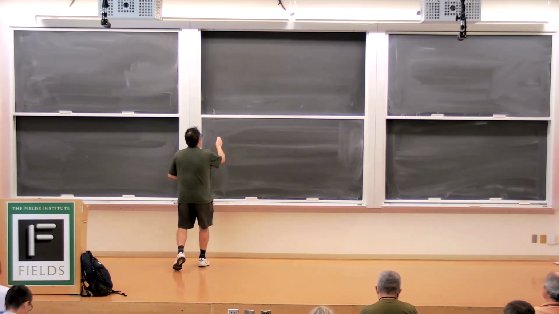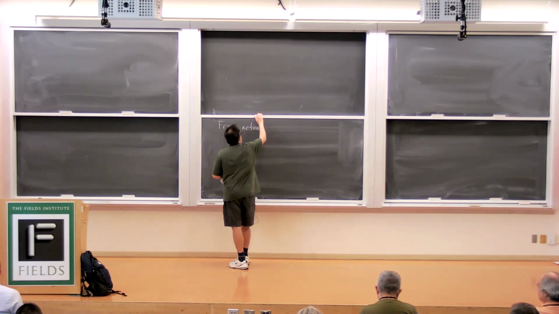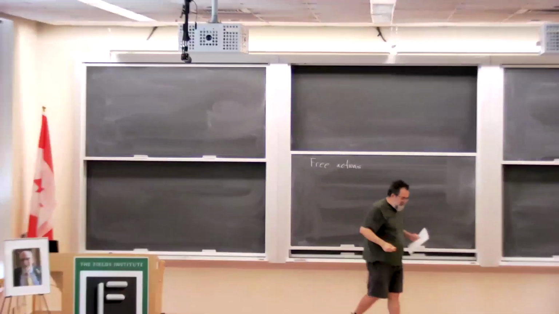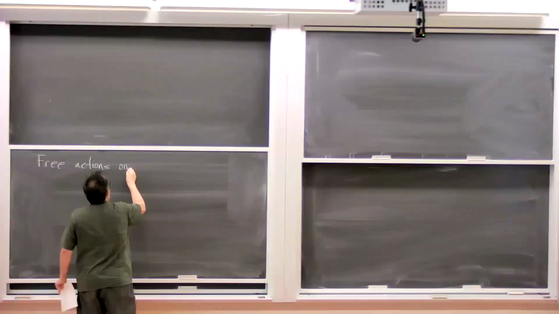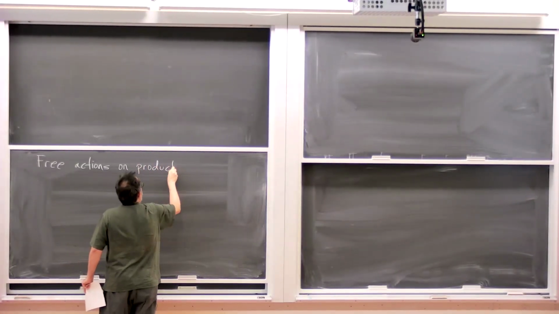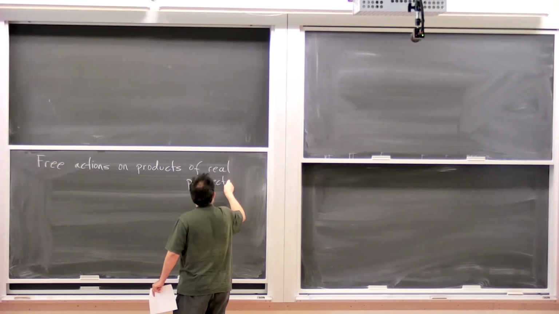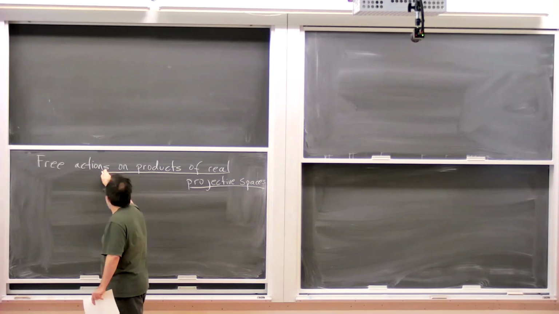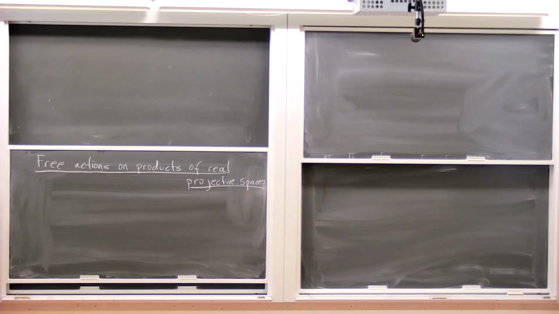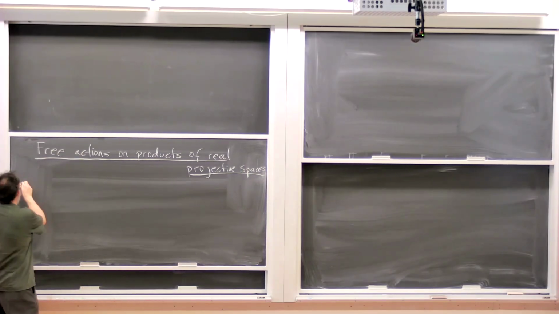So this talk is about free actions. It's a new topic on this conference a little bit. On this workshop it hasn't been mentioned much. Free actions on products of real projective spaces. There are some famous conjectures in this area too. I will try to mention some of it. I will try to give a little bit of survey, but not too much survey. It's going to be about the theorem I proved recently.